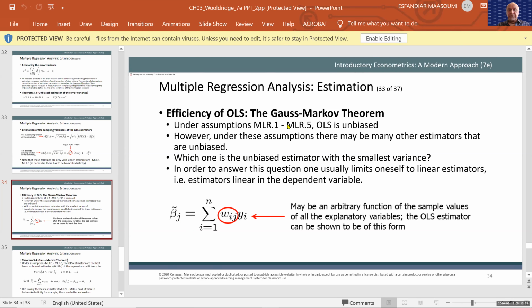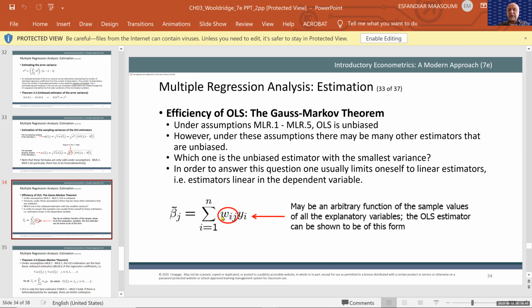with the classical linear regression assumptions 1 to 5, all of them. Among this class, the one that cannot be beaten in terms of variance is OLS. Other estimators may have a variance that is equal to OLS, but none of them can have a variance that is smaller. The Gauss-Markov theorem proves that. Only in the linear regression model with the 5 assumptions, homoscedasticity, random sampling, or slightly weaker than that, will you get this result.